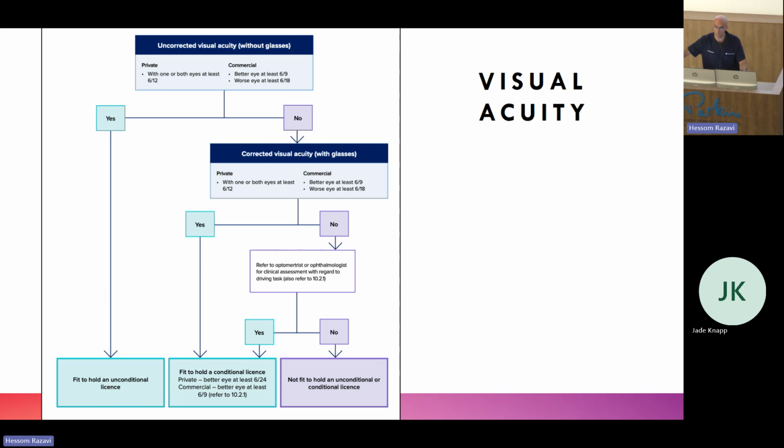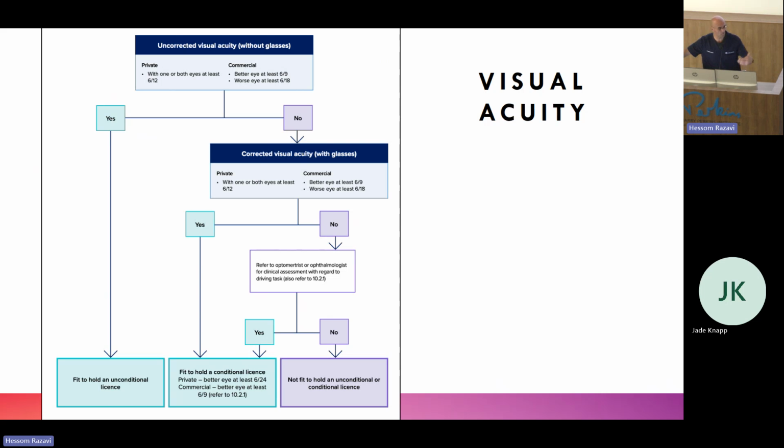Commercial driver's license is different. Both eyes have to be decent. So the better eye has to be at least 6'9". The worse eye can only be as bad as 6'18". If it's worse than 6'18", then it's got to be assessed by one of us.